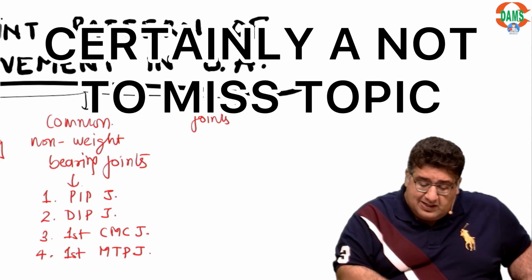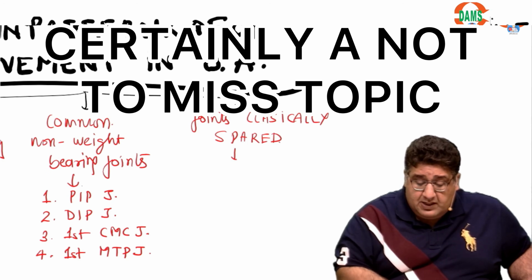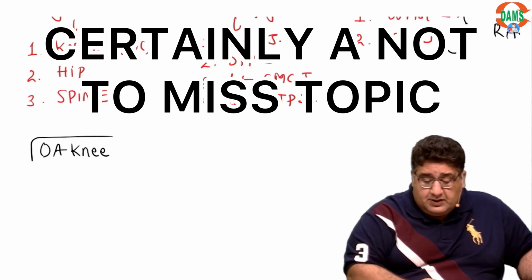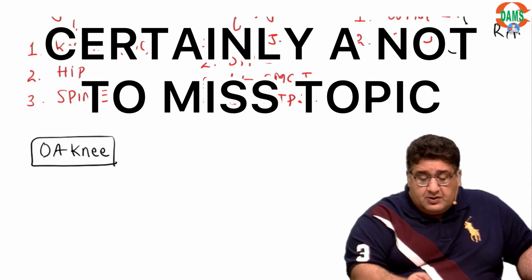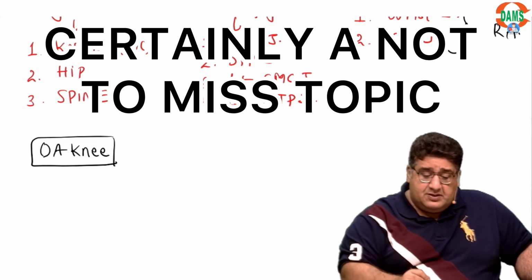We have already come to the conclusion that the most common joint in osteoarthritis is the maximum weight bearing joint, that is knee. All right, hello everyone.